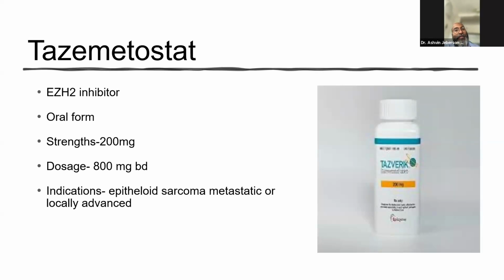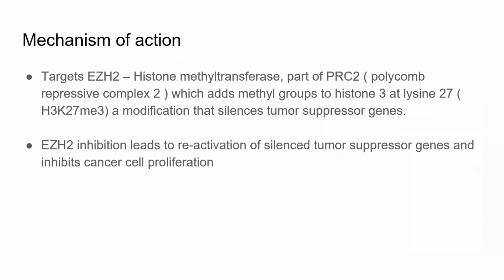The other drug which we have is tazemetostat, which is normally used in metastatic or locally advanced epithelioid sarcoma where you are not able to do a surgery, unresectable cases, or they have the EZH2 mutation. Then we can consider this drug, which is an inhibitor in oral form. The strength available is 200 mg, and the dosage is 800 mg BD. Next slide, please.